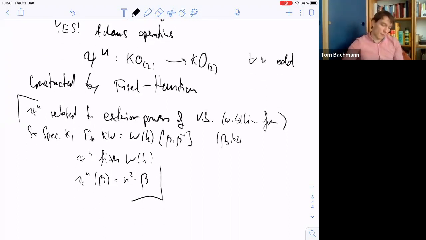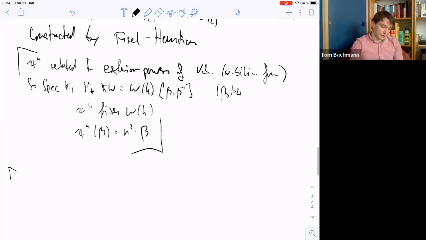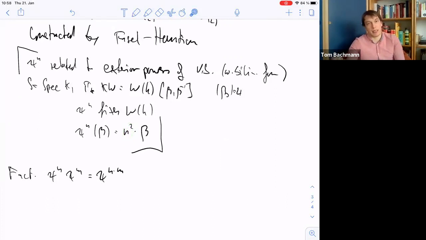So one fact is that if you do psi n and then you do psi m, that's just the same thing as doing psi n times m, right? So I guess you can also see this here. You've just multiplied beta by n squared, now you multiply it by m squared, which is of course the same thing as multiplying it by n m squared.